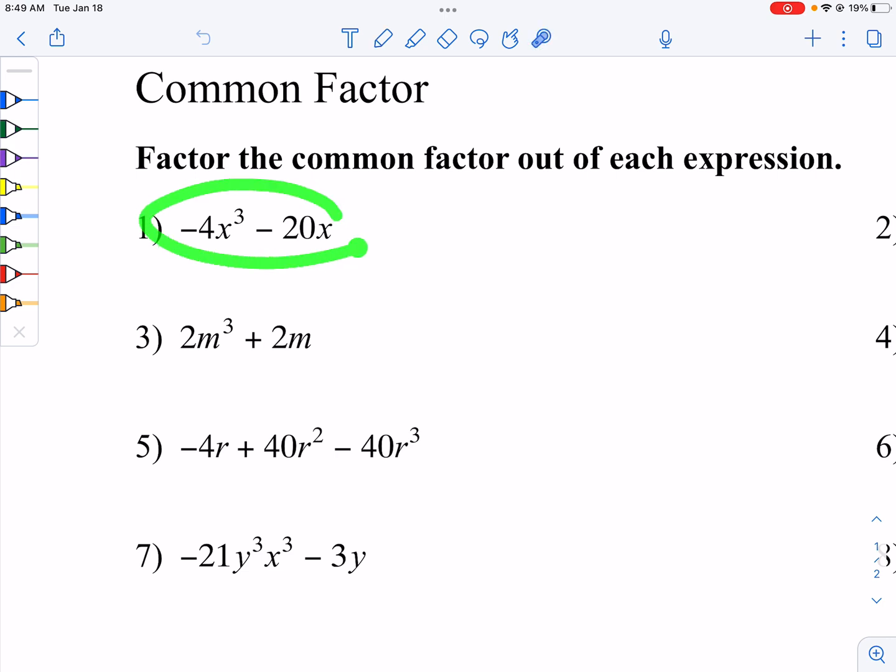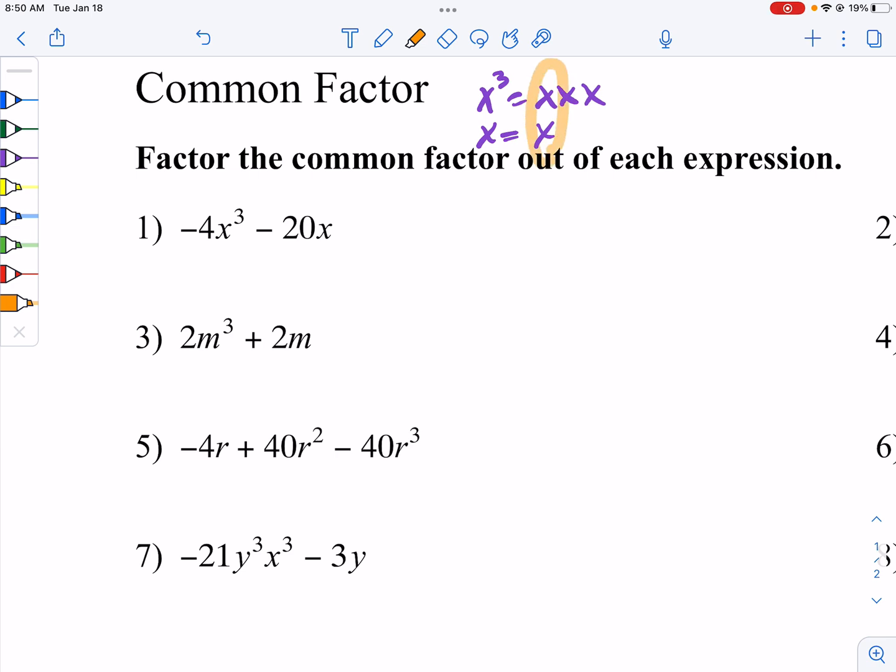So if we take a look at this first one where we've got x cubed and an x, x cubed is really xxx, and x is just x. So when we're looking for a common factor, we want to look at how many they have in common. So in this case, it would just be an x to the first power. The reason that the common factor is the lowest exponent is because that's the maximum amount that they would have in common.